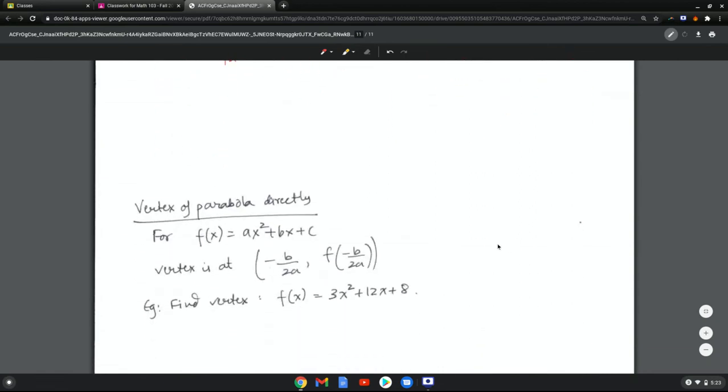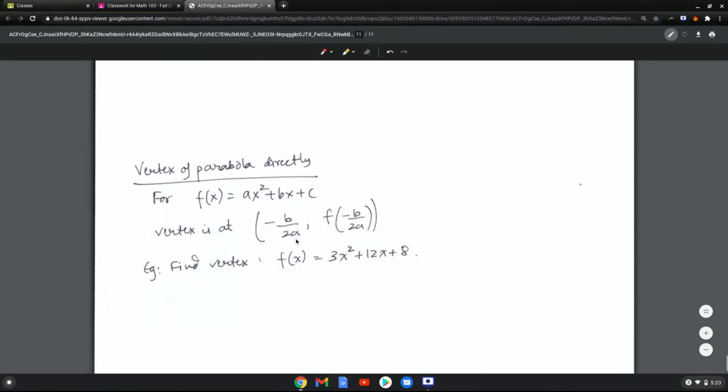And there's also a direct way to find the vertex of the parabola. The vertex is at negative b over 2a and f of negative b over 2a. Now why this is true is really simple. This is f of x. If you know that the x coordinate is going to be negative b over 2a, and it's going to be on the function, you can plug that in there to get the y coordinate.